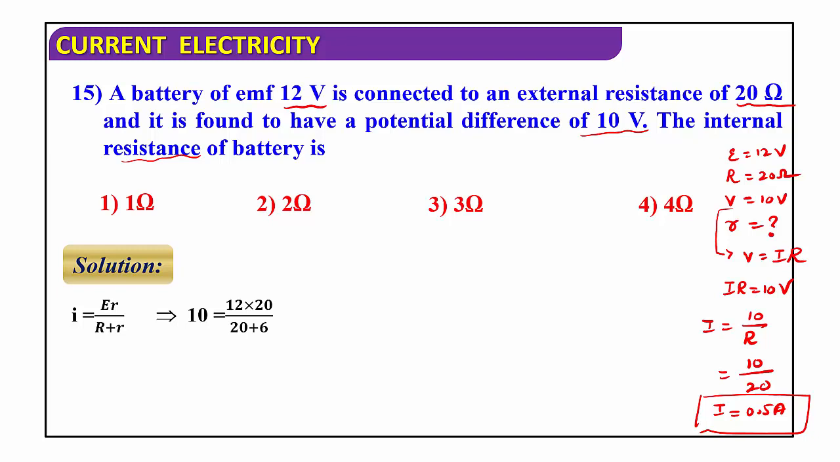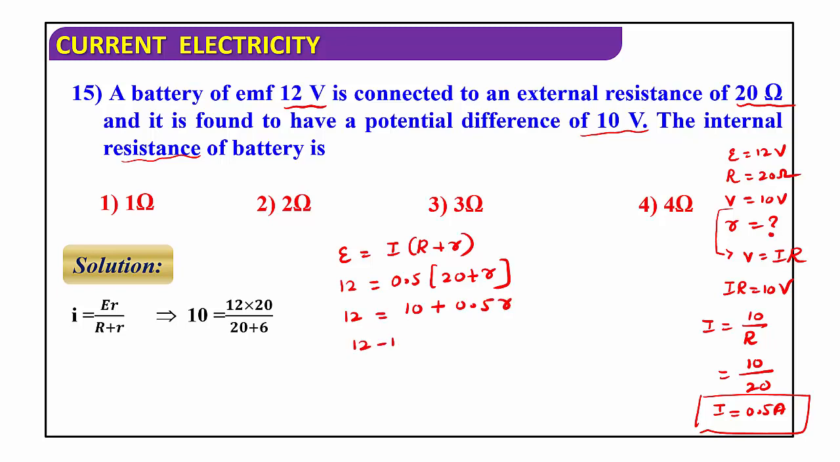So now we can use E equal to I into R plus r. This is very easy to understand this equation rather than this one. E equal to I into R plus r. What is the value of E? E is given 12 volt. Current we got 0.5. Resistance 20. Internal resistance small r, unknown. So 12 equal to 0.5 into 20, which is 10, plus 0.5 into r.